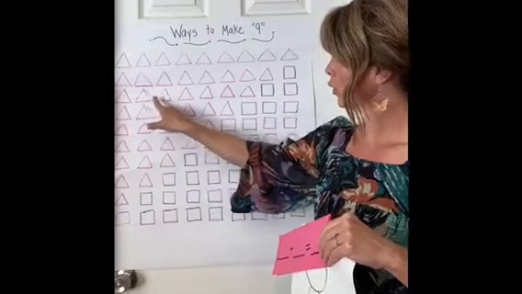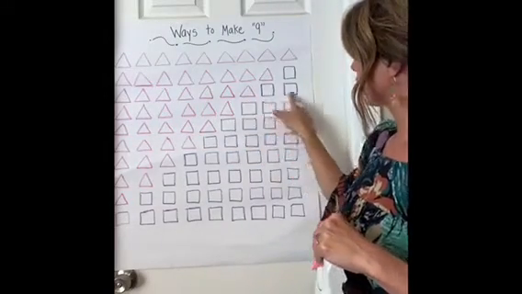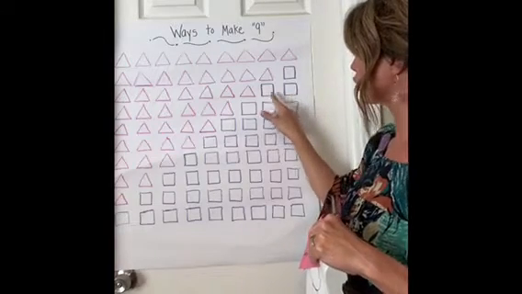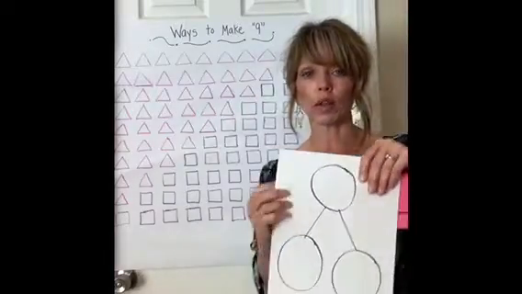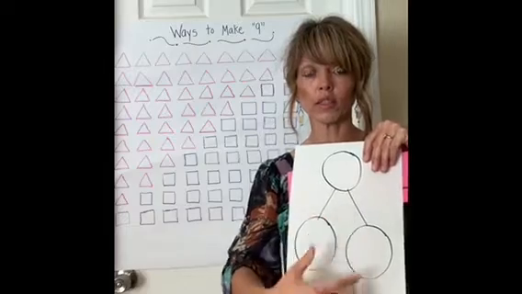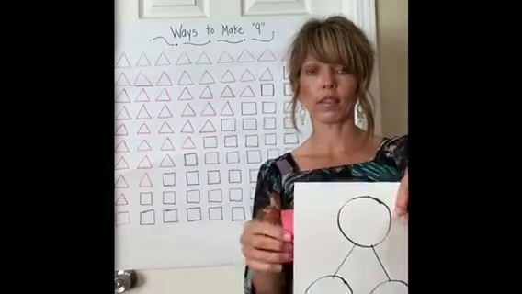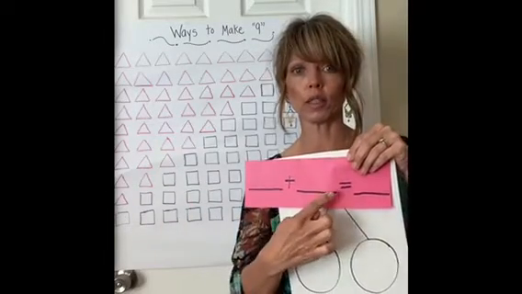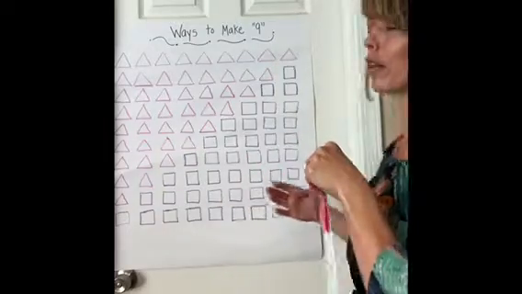Triangles, 1, 2, 3, 4, 5, 6, 7 triangles, and then there's 2 squares. So that tells us that 7 plus 2 equals 9. Same thing with your number bond. 7 objects here, 2 objects here, bring them together to make 9. Addition sentence, 7 plus 2 equals 9. Is anyone seeing a pattern here?